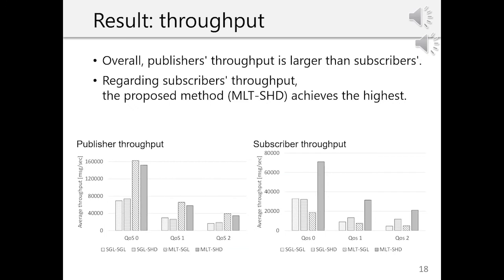Here's the result of throughput. Overall, the publisher's throughput is larger than the subscriber's throughput. This means that the amount of published data exceeds the capability of brokers. When focusing on the throughput of subscribers, MLT-SHD achieved the largest throughput. That is, using multiple brokers and shared subscription is effective for collecting a massive amount of IoT data.